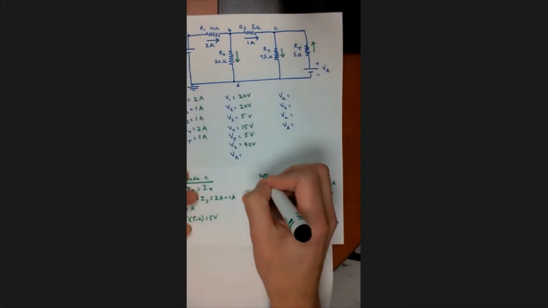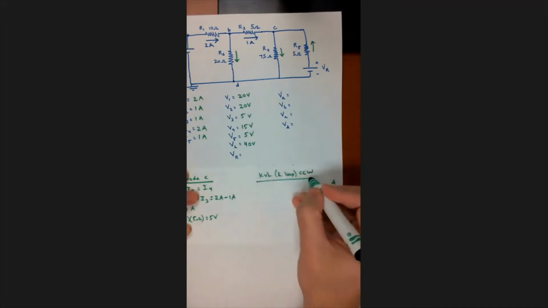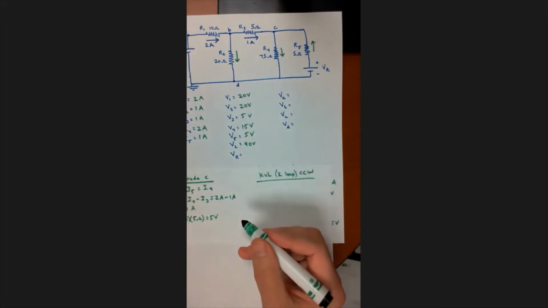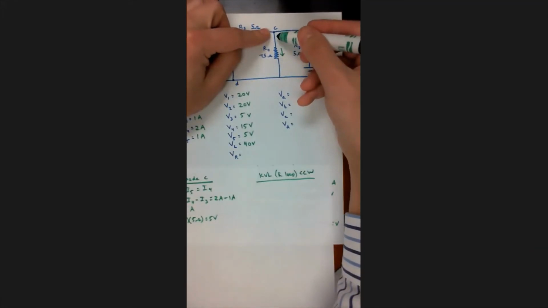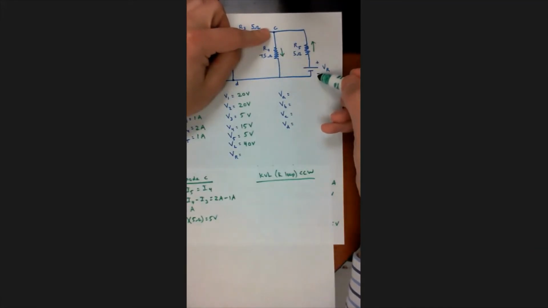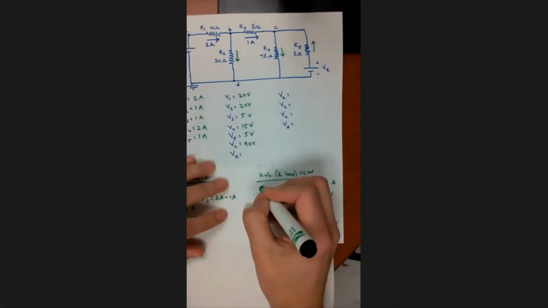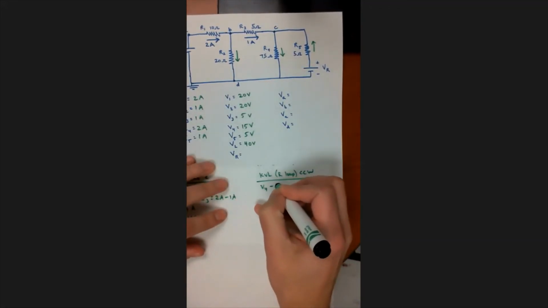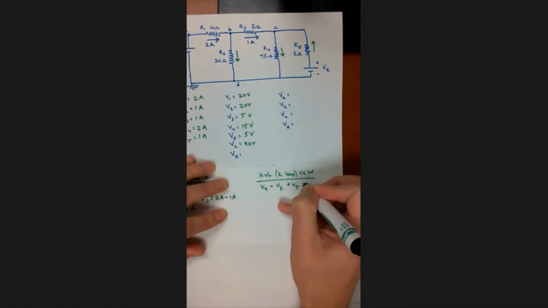So KVL for the right loop. And I'm going to go counterclockwise just to go with the arrows, even though either way would work. So maybe I'll start at C. I'm going with the arrow here, so it's going to be V4, and then I come to my minus sign, so it's going to be minus V sub R. And then I'm going with the arrow, so it'll be plus V5 equals 0. So I've got V4 minus VR plus V5 equals 0.